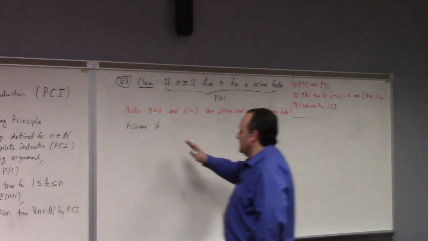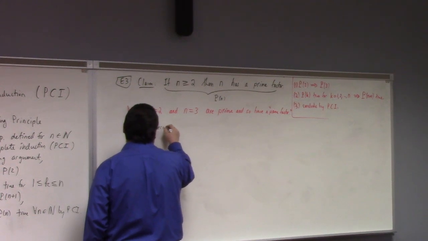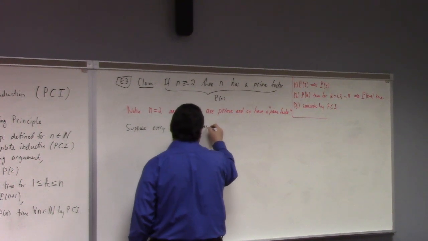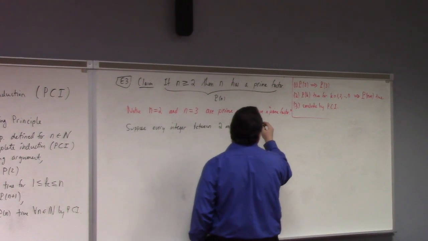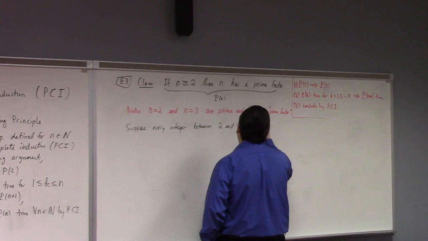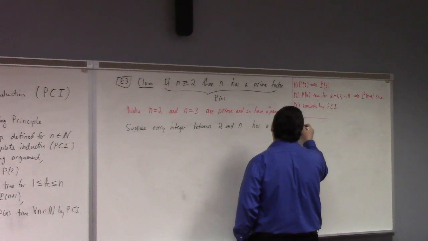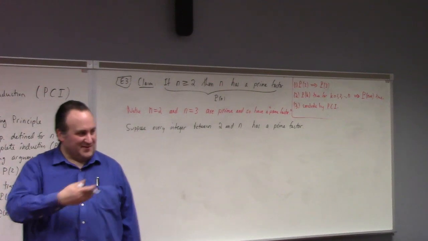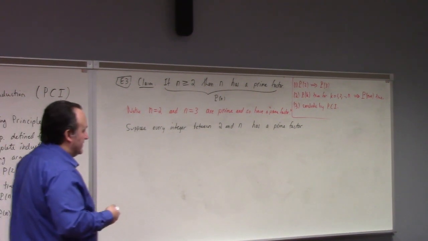Let me put it into words. Suppose every integer between 2 and n has a prime factor. All right, I've got some mental block at the moment, guys, to write it using symbols. I don't know what's wrong with me. Do you agree that's the strong induction claim? We're assuming that every integer between 2 and n has a prime factor.